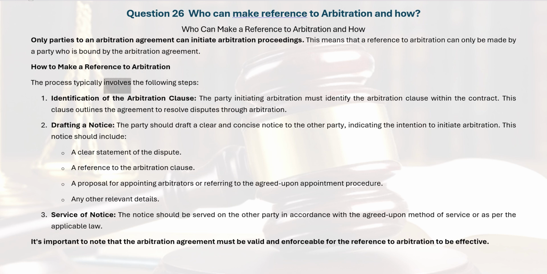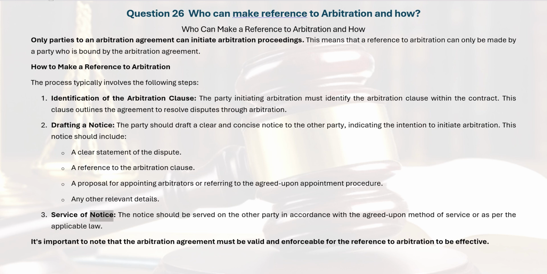The process typically involves the following steps. Identification of the arbitration clause. The party initiating arbitration must identify the arbitration clause within the contract. This clause outlines the agreement to resolve disputes through arbitration. Drafting a notice. The party should draft a clear and concise notice to the other party, indicating the intention to initiate arbitration. This notice should include a clear statement of the dispute, a reference to the arbitration clause, a proposal for appointing arbitrators or referring to the agreed-upon appointment procedure, and any other relevant details.